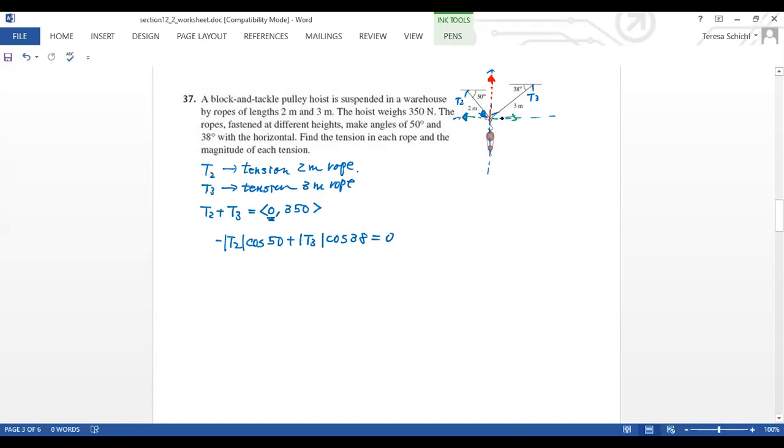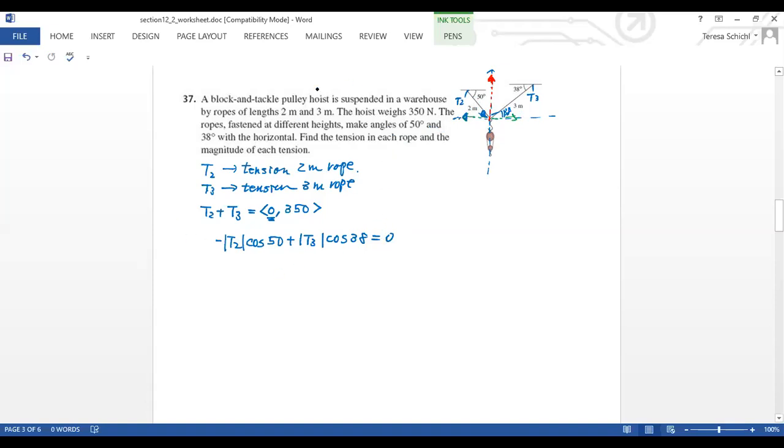And T3 is here, that is the horizontal force, the tension, where this angle is 38. So the horizontal part is T3 cosine 38. Because they balance and nothing is moving, they add up to zero.